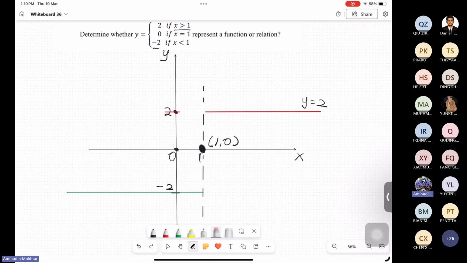In other words, we need to erase the line when x greater than 1. This line only exists when x less than 1, this area only. This line is y equals -2 if x less than 1. The other one is y equals 2 if x greater than 1. When x equals 1, y equals 0. That's how to draw this graph basically.